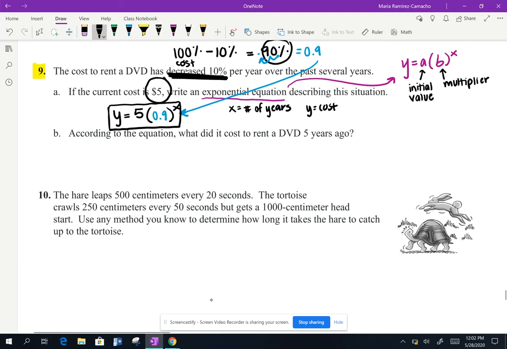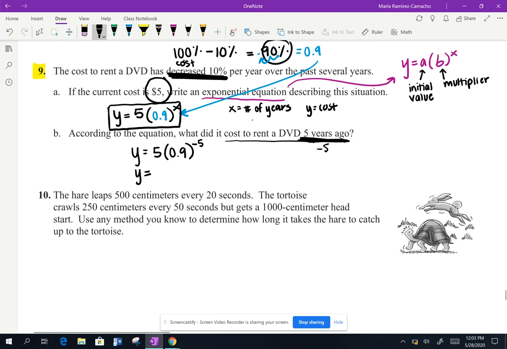And so here in part B, when it says, according to the equation, what did it cost to rent a DVD 5 years ago? We're going to plug in something for x to find what y is. And since we're going 5 years in the past, I don't want to plug in 5. I want to plug in -5 for x because we're going backwards. So -5 is going to be plugged in for my exponent.